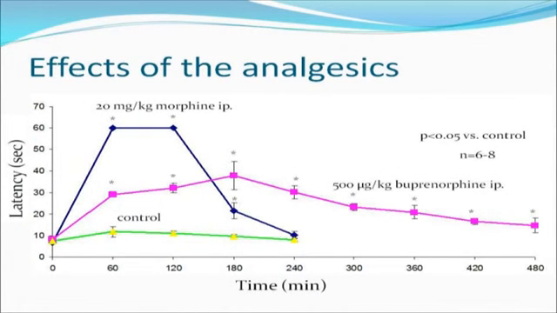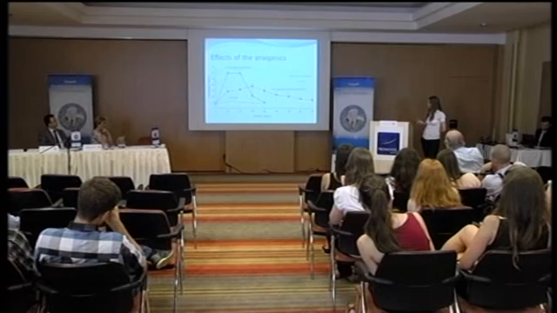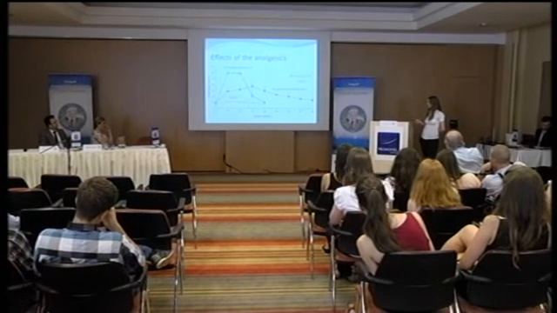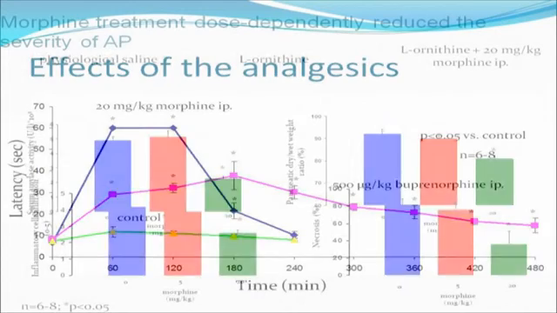We used the tail-flick test for determining the effects of opioids. We put the animal's tail into hot water, and we determine the time when they withdraw their tail from the water. We checked different time points, 1 hour, 2 hours, and 3 hours. Morphine relieved the pain for 3 hours. Buprenorphine relieved the pain for more hours, but it has a smaller effect compared with the morphine group.